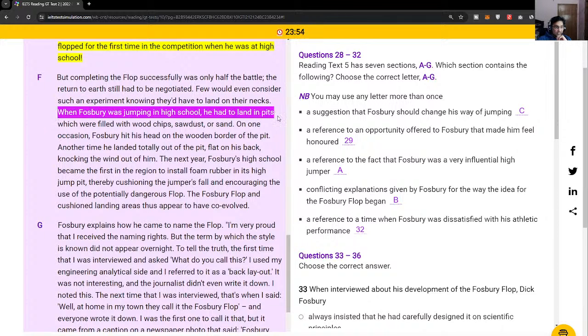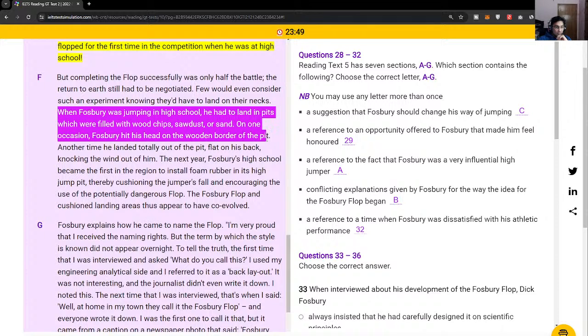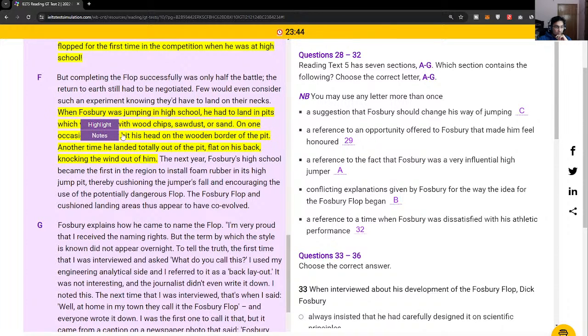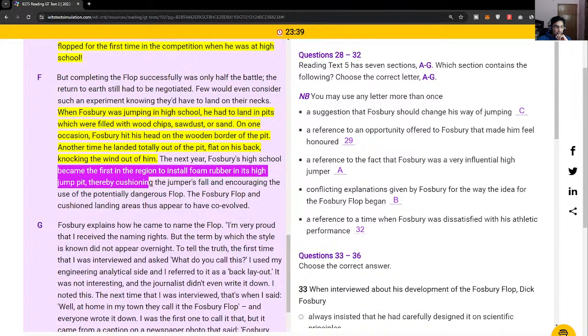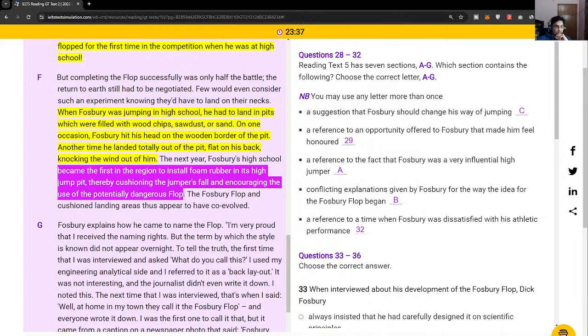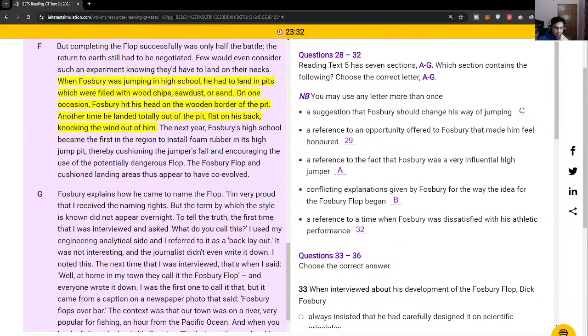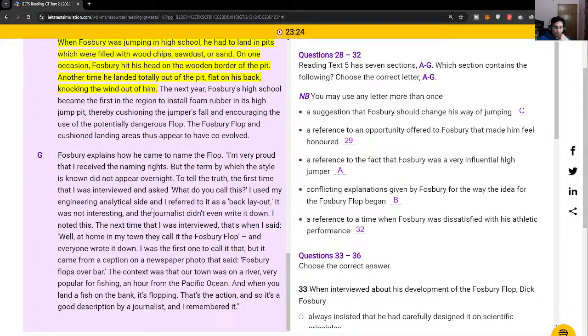Jumping in high school, he had to land in pits which were filled with wood chips, sawdust, or sand. The wooden border of the pit, and he landed totally out of the pit, flat on it, knocking the wind out of him. Installing foam rubber in its high jump pit, then cushioning the jumpers' fall, encouraged the use of the potentially dangerous flop. To have co-evolved. Honor. And now he came to name it a flop.